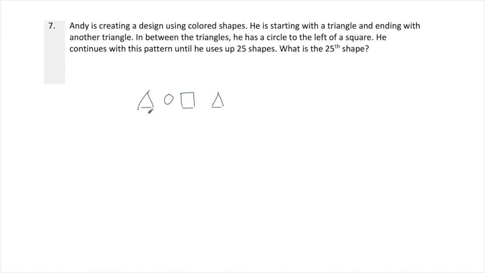As we can see, this pattern repeats every 4 shapes. So we can divide 25 by 4 to find the remainder and see what shape it ends on. So 25 divided by 4 gives us 6 with a remainder of 1. So that means this pattern repeats 6 times and ends on the first shape. And the first shape happens to be a triangle. So that means the 25th shape is a triangle.